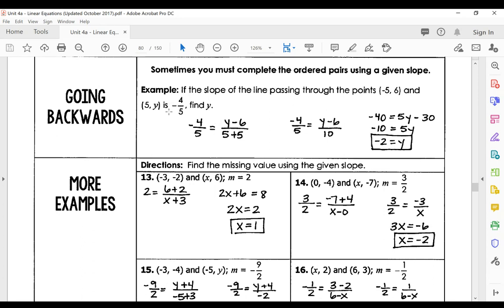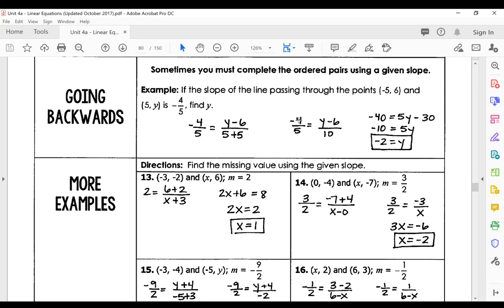We are given what the slope is. We know this slope is supposed to equal -4/5. So -4/5 is equal to y minus 6 over 5 plus 5, which is 10. At this point, we have what's known as a proportion, which I'm sure you did several of in 8th grade math. A proportion is when you have a ratio or a fraction equivalent to another ratio or fraction. And solving this can be quite simple.